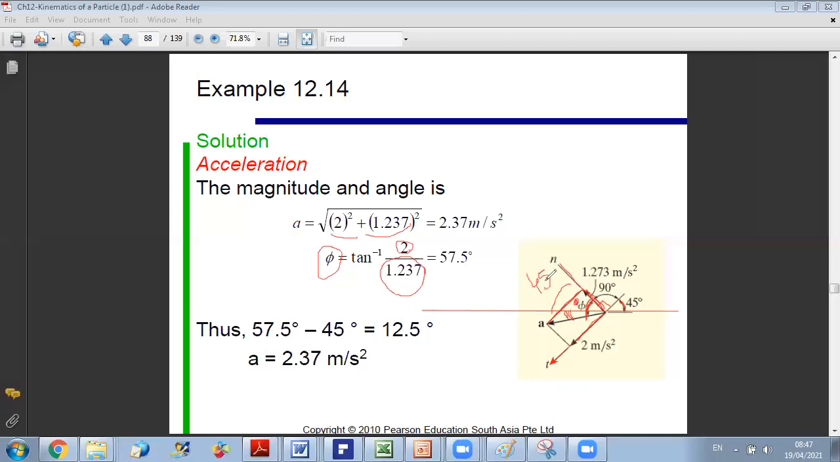Why is it 45? Because you know that this is 90 and this is 45 and the whole angle is 180. So the angle between UN and the horizontal will be 45 degrees. And since the angle between UN and A is 57.5, then I can represent the acceleration vector by an angle of 12.5 degrees with the horizontal, which is equal to the difference between the big angle phi, which is 57.5, minus 45 degrees.